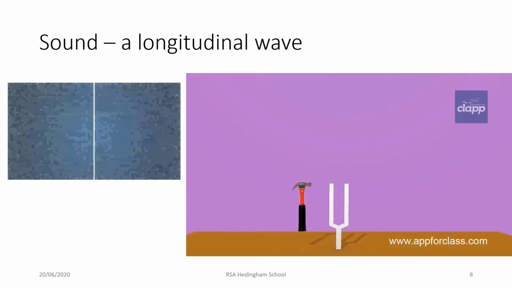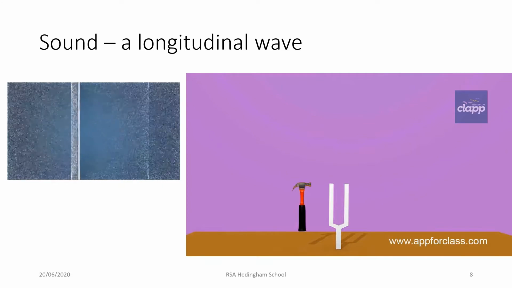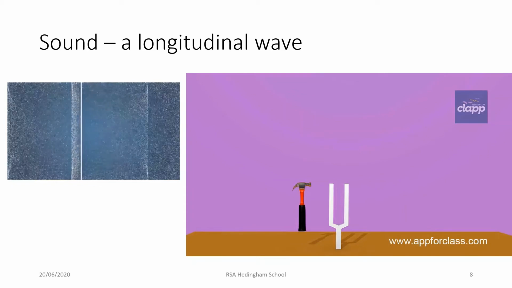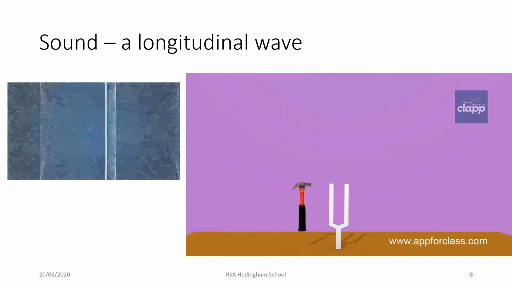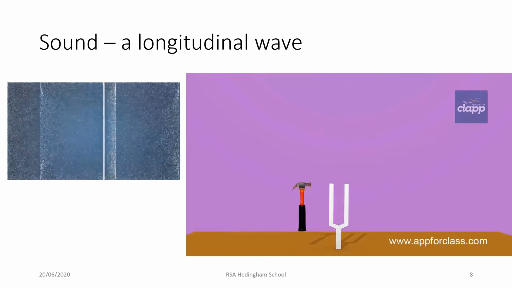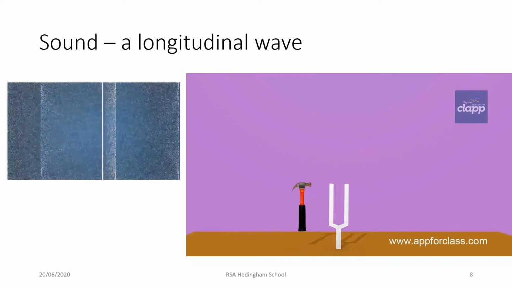Let's have a look at sound, which is a longitudinal wave. In this animation on the left, we have a vibrating guitar string, say, and as it moves backwards and forwards, it bumps into air particles and pushes them into other air particles. They vibrate backwards and forwards, creating areas where there are lots of air particles together and other areas where they're further apart.